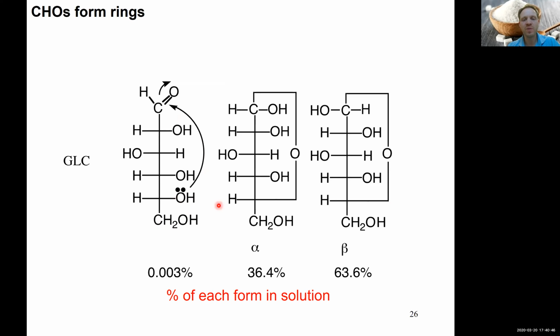Okay. And then the alpha and beta versions, they derive from whether this hydroxy group will attack in the front here or from the back of the carbonyl group, right? Keep in mind that while we show this in 2 dimensions, this is a 3-dimensional molecule. So this reaction can happen from the front or from the back, resulting in alpha or beta glucose.